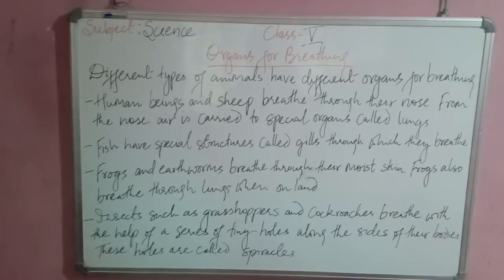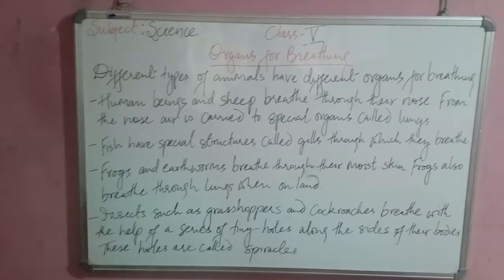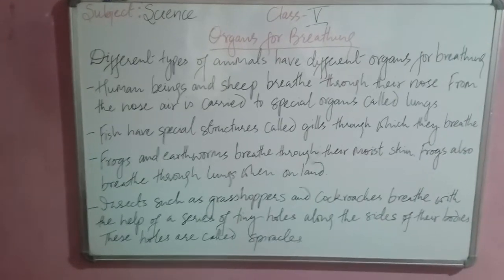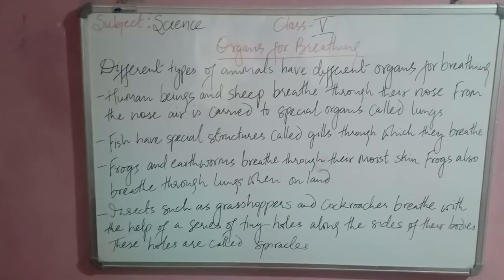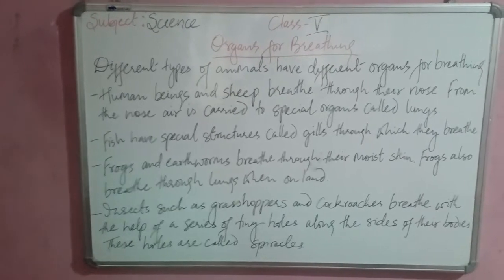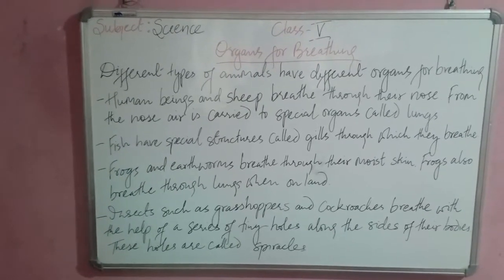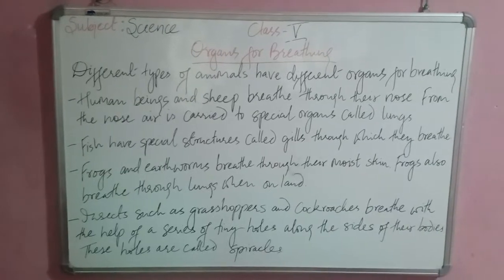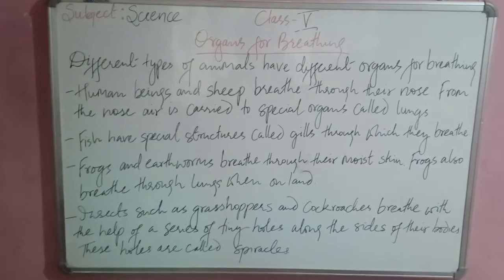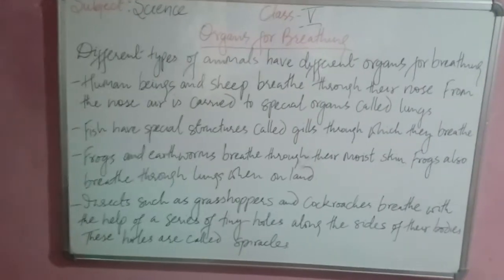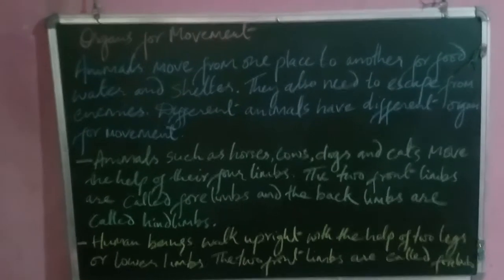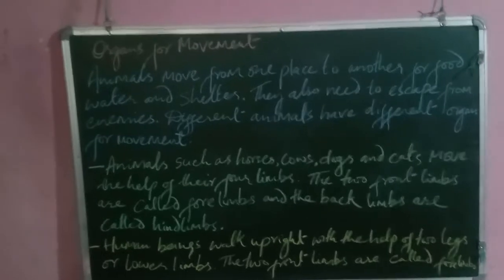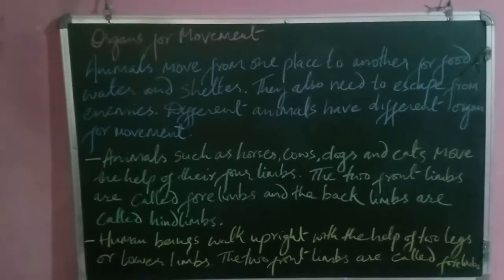So these are some of the facts about how the breathing process takes place in different animals, or we can say a human being. This is how the human being, with the help of lungs, inhales and exhales the oxygen. So after this, we have the next topic, that is organs for movement.